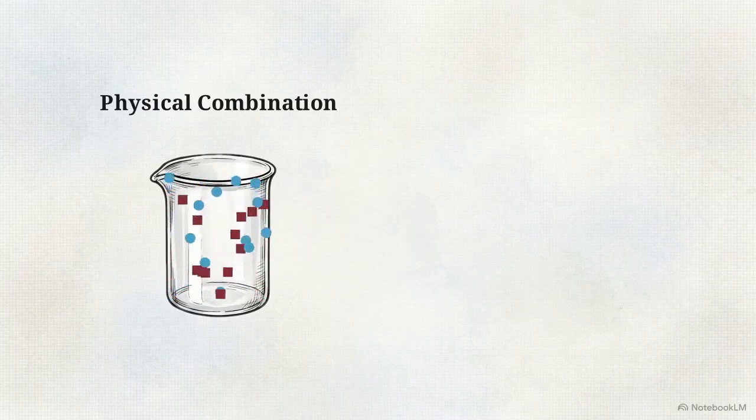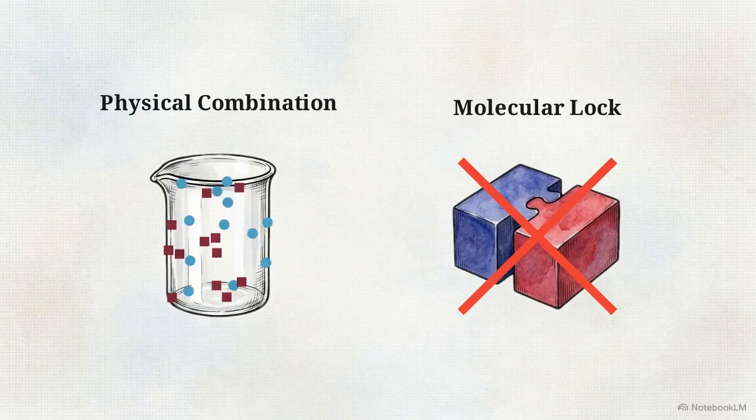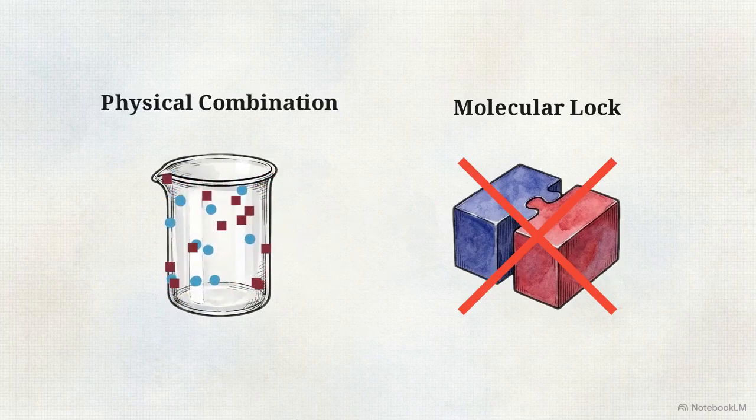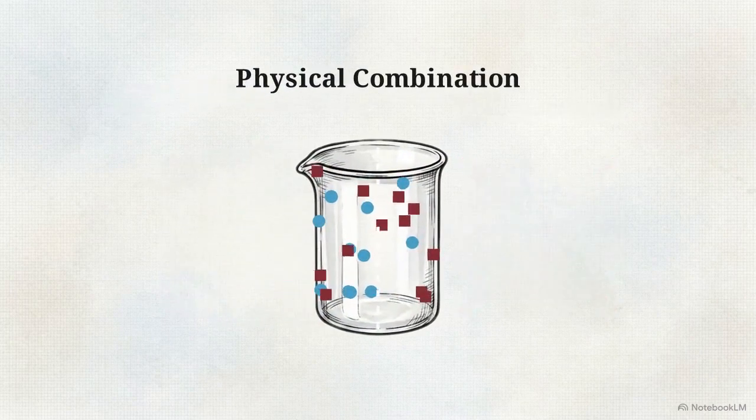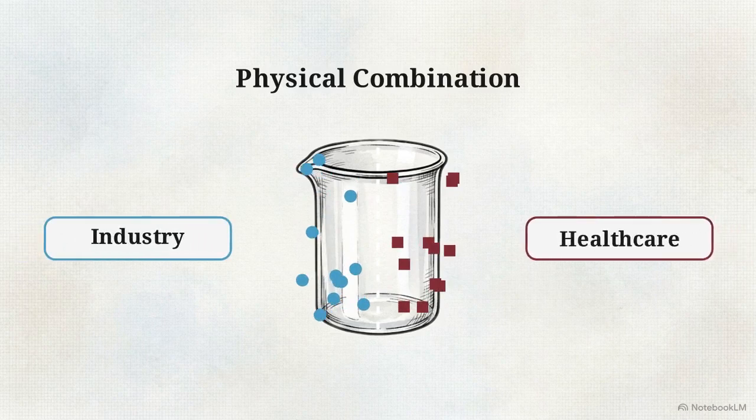A mixture is two or more substances occupying the same space, physically combined but never forming a chemical bond. Because they are only physically combined, we can pull them apart. Mastering how to physically separate these substances forms the foundation of modern manufacturing and life-saving medicine.